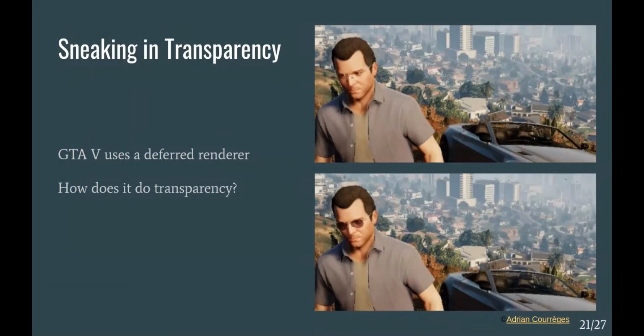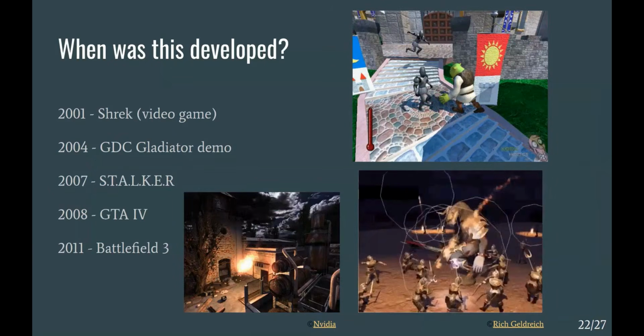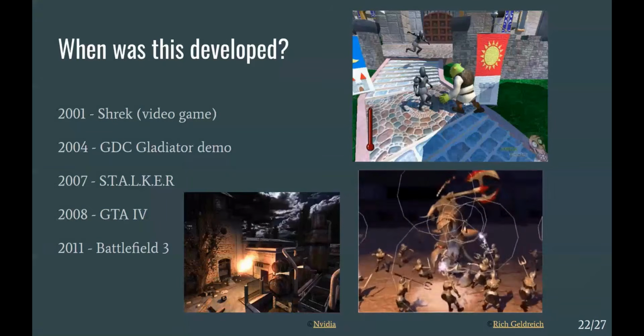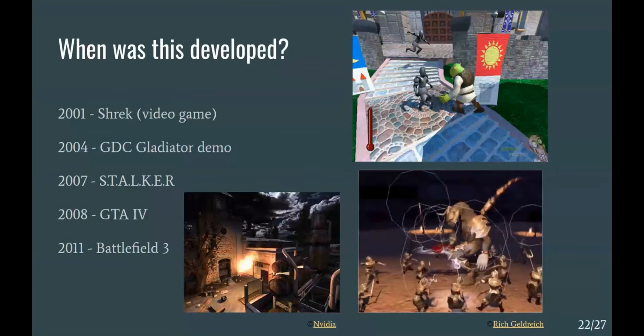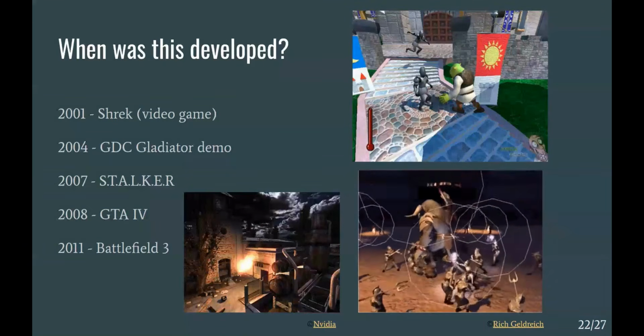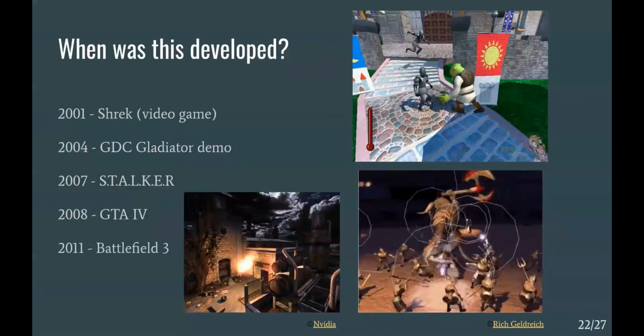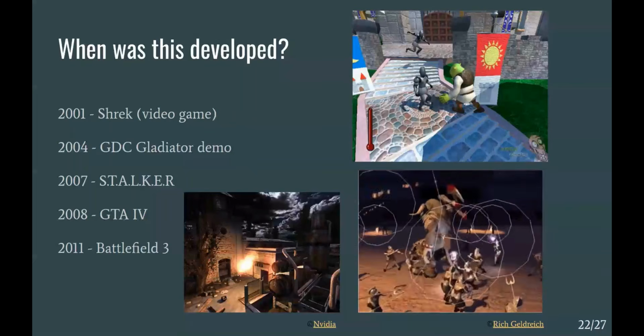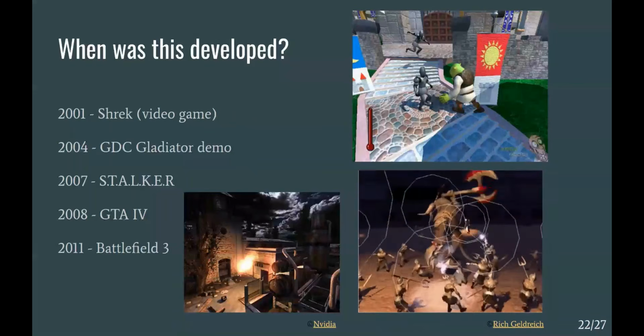So going back to specifically deferred rendering, when was this developed? It has perhaps humble beginnings. It was first used in the Shrek video game in 2001. This was developed by, well, the graphics specifically was developed by Rich Geldrick, I think his name is pronounced.